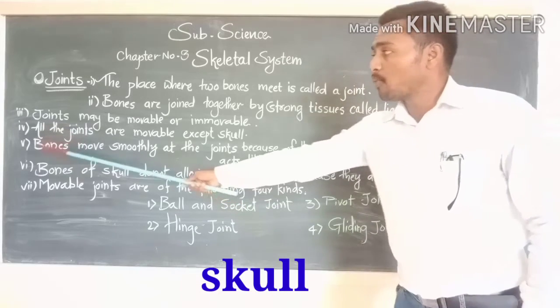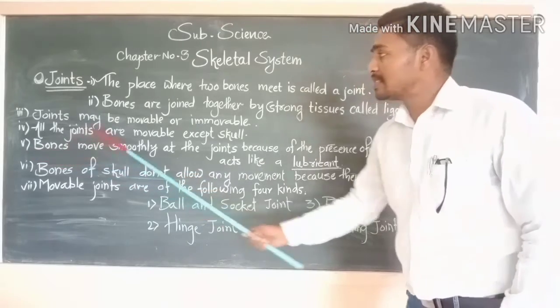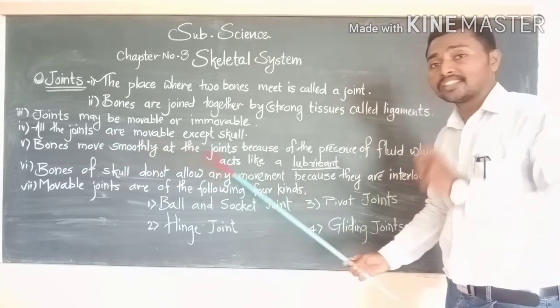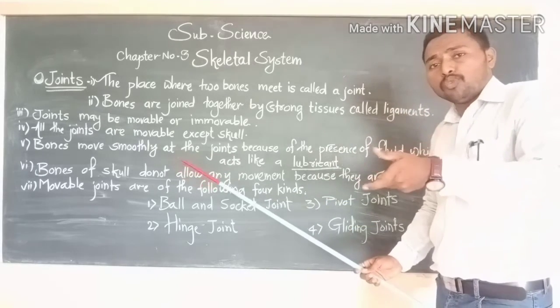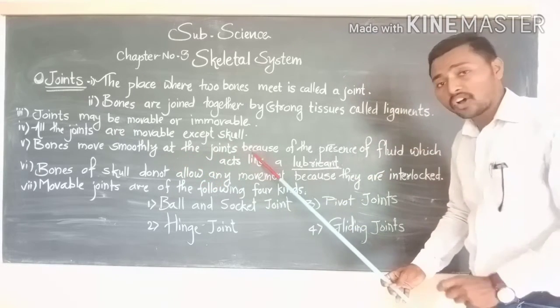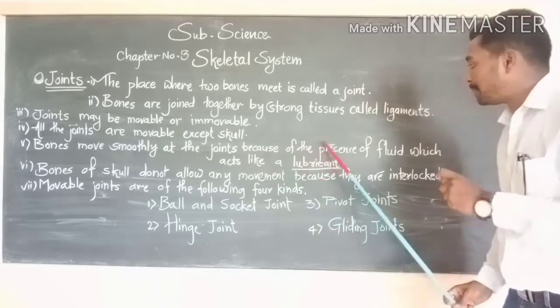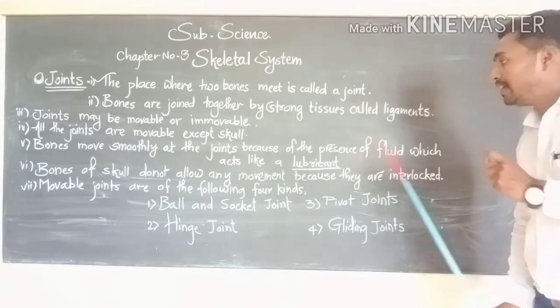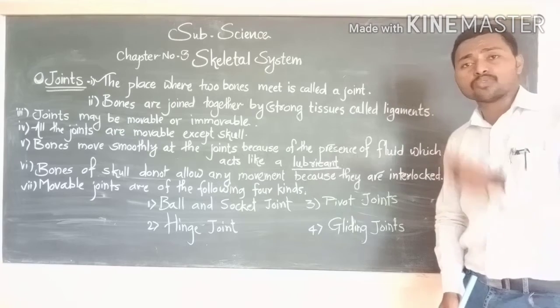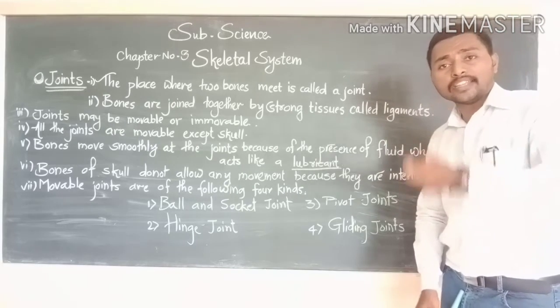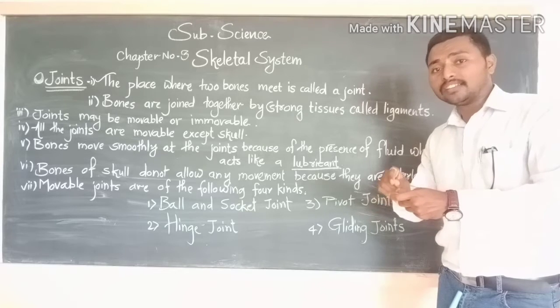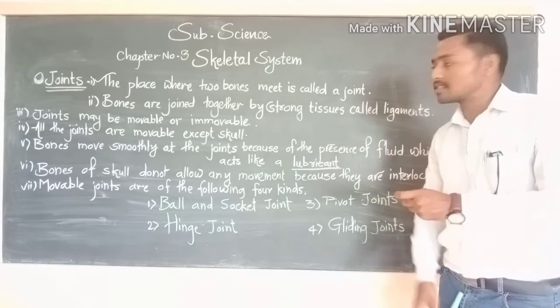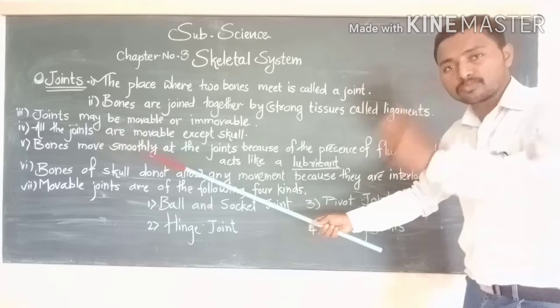Next, point number 5, bones move smoothly at the joints. Joints pe bones smoothly move hote hain. Because kiski wajah se? Because of the presence of fluid which acts like a lubricant. We have seen people oiling vehicles or a cycle. It works like a lubricant. As it is, bones move smoothly.